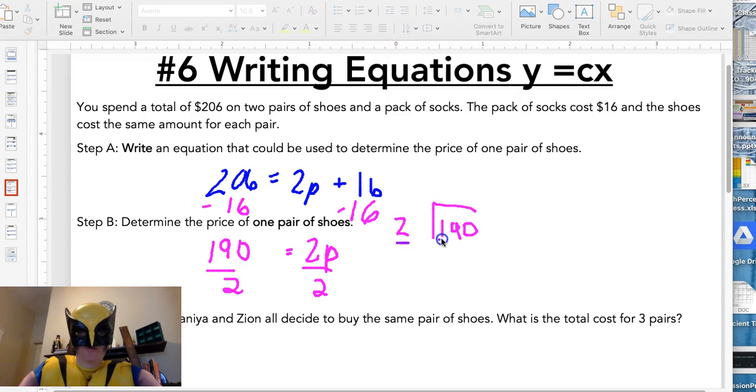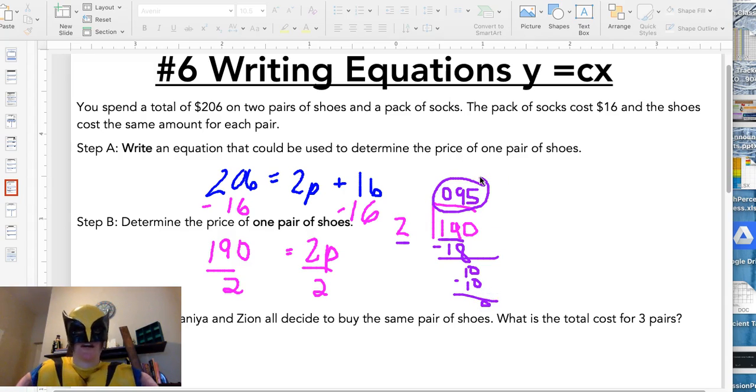How many 2's are in 1? That's going to be 0. How many 2's can I take away from 19? I can take away 9. 2 times 9 is 18. I'm going to subtract, and I'm going to get 1, bring down the 0 to make 10. How many 2's are in 10? 5. 2 times 5 is 10, and then there's nothing left. So when I do this, I get 0. This means that the price of 1 pair of shoes is $95.